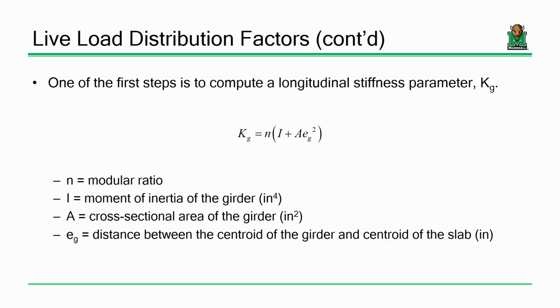So your modular ratio, okay, your moment of inertia of just the bare girder itself, just the non-composite steel section, the cross-sectional area of the girder, and then EG. And EG is basically the distance from the centroid of just the steel beam by itself to the centroid of the slab. Okay?